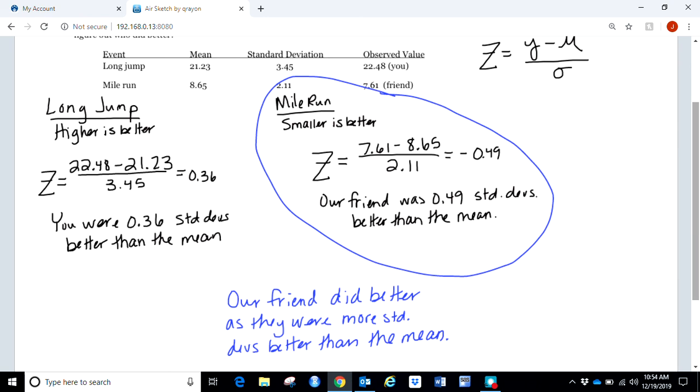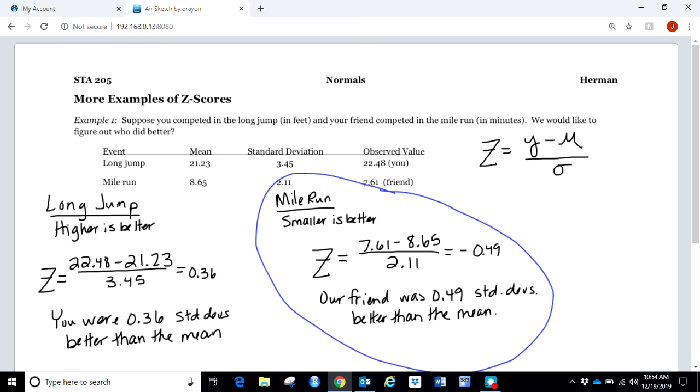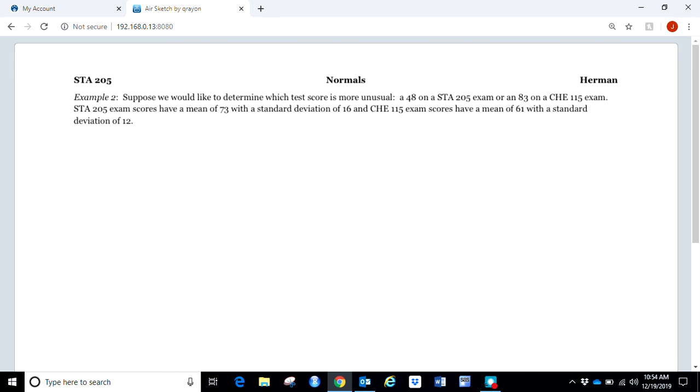All right, but what happens if we're not always looking for being better? What if instead we're trying to figure out who is more unusual? So a different question. In this one, we wanted to figure out which test score is more unusual: to get a 48 on a Stat 205 exam or an 83 on a Chemistry 115 exam.